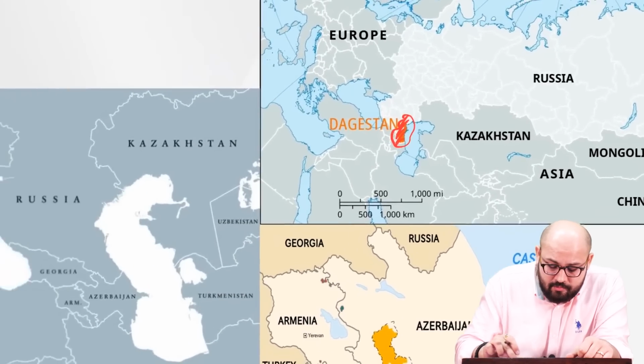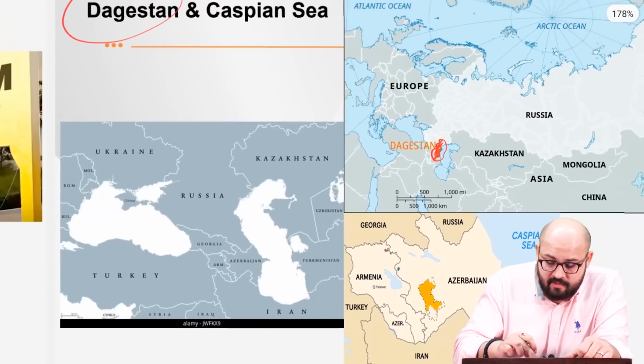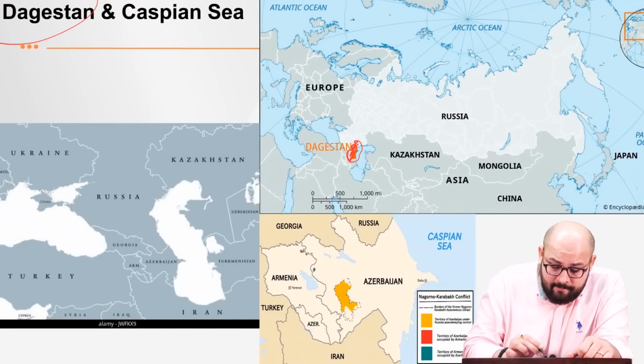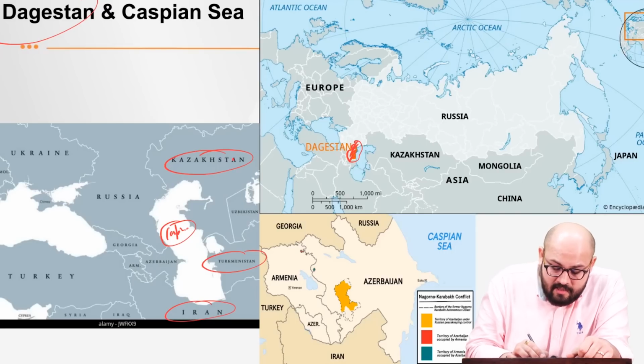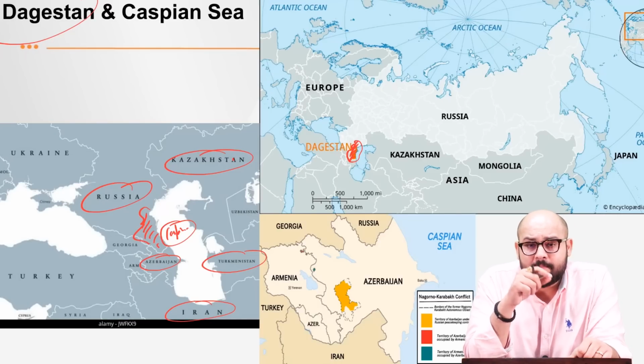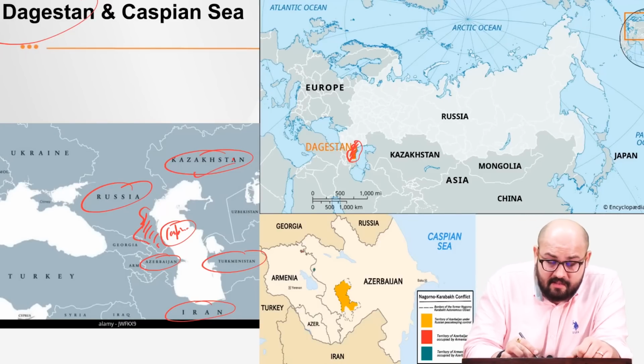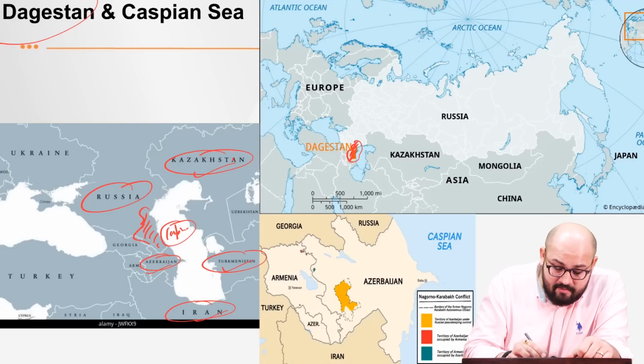Now, if you go into a closer description of this map, you can see the Caspian Sea here. The Caspian Sea is surrounded by some very important countries. Remember, we have Kazakhstan, Turkmenistan, Iran, Azerbaijan, and then Russia. Here we have Dagestan. So remember the countries which border the Caspian Sea: the first is Kazakhstan, the second is Turkmenistan, the next is Iran, then Azerbaijan, then Russia, and there is Dagestan, right?